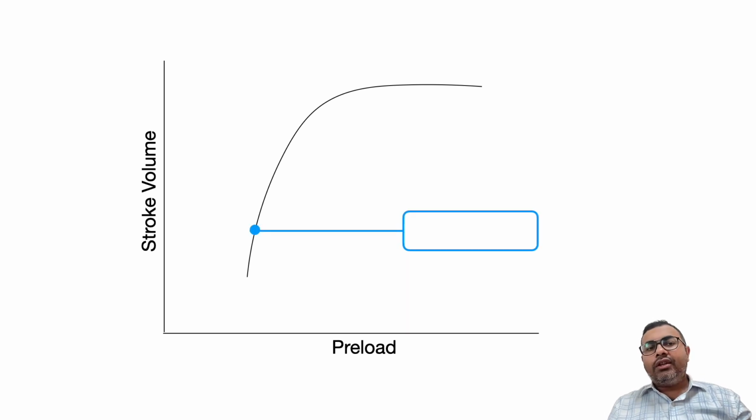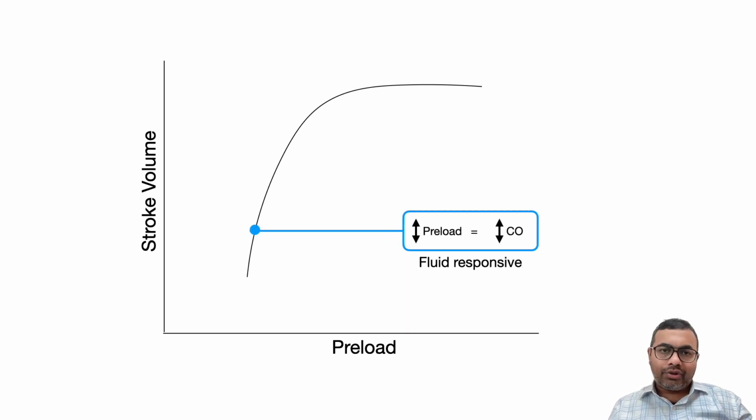If the physiological state of the heart is in the steep portion of the Frank-Starling curve, changes in preload would translate into changes in cardiac output. Therefore, this is a preload responsive or fluid responsive state. In this state, fluid administration is likely to give us a beneficial effect in terms of increase in cardiac output.